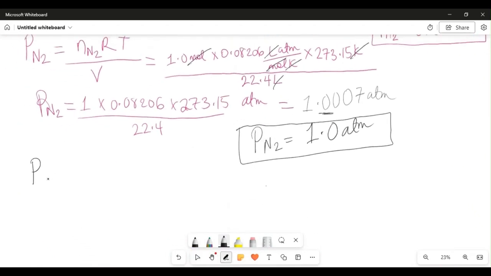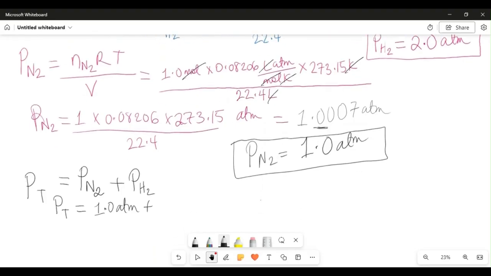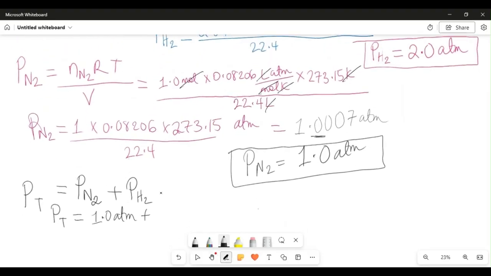So to find the total pressure would just be adding up the individual pressures: the pressure of the N2 gas and the pressure of the H2 gas. The pressure for the N2 gas, we know to be 1.0 atmosphere. The pressure for the H2 gas, we know to be 2.0 atmosphere. So the total pressure is simply 3.0 atmosphere, and that is the answer to this question.